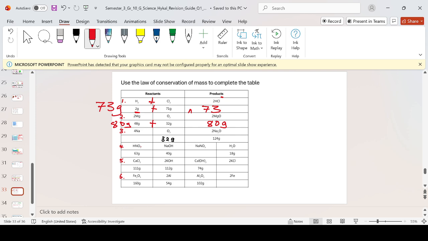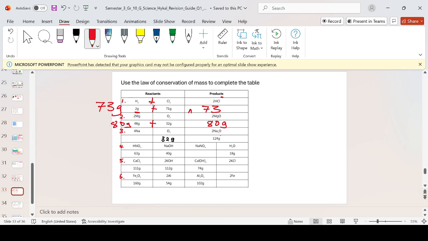Let's come to number 3. This is a bit tricky because they give you the products. What is the mass of the products? 124 grams. So the 2 reactants here must also give us 124. But already I have 32. So what is this mass? When I add 32, I must get 124. So to get this, I will say 124 minus 32. Check your calculator. I'm getting 92. So here it's 92 grams. When I say 92 plus 32, I will get 124, which is equal to this one.